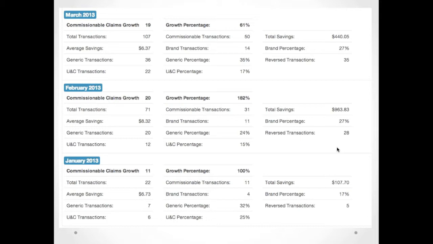Brand percentage was 27%, and again, the reverse transactions was 28%. So this is just an example of a screenshot of a few of the months for this group. Whenever you log into your eBusiness suite and you go to your business growth report, you will be able to look at all of this detailed information for each month that you've been with FreeRxPlus.